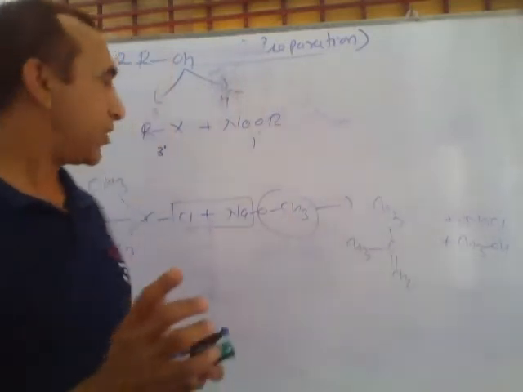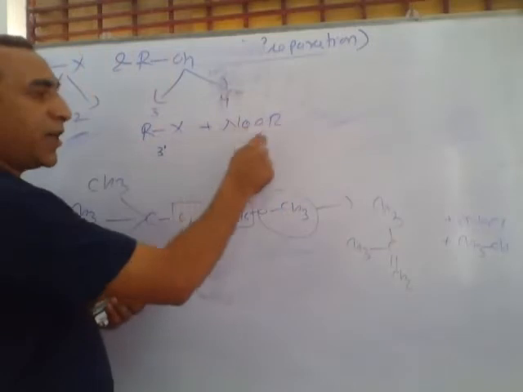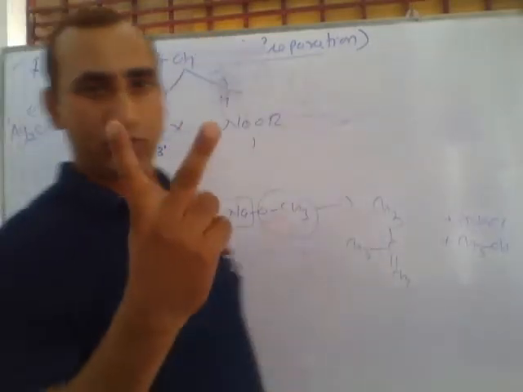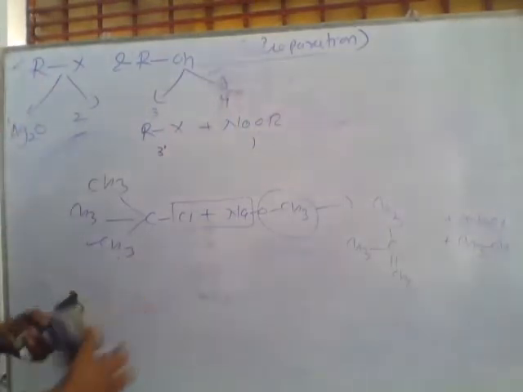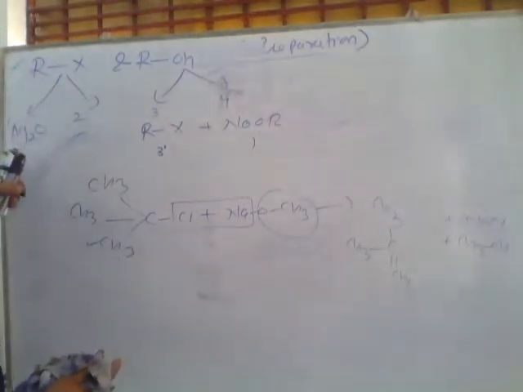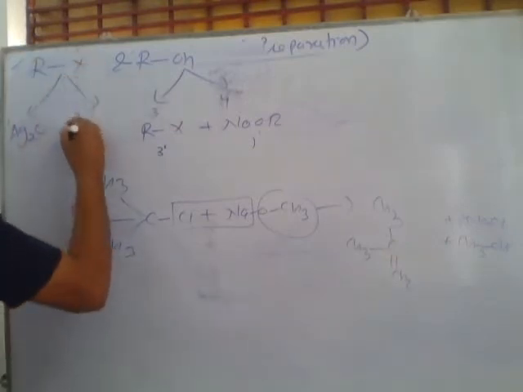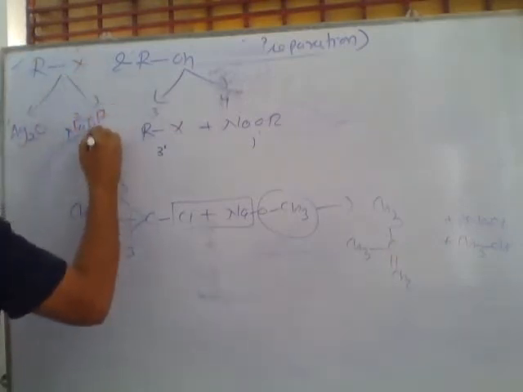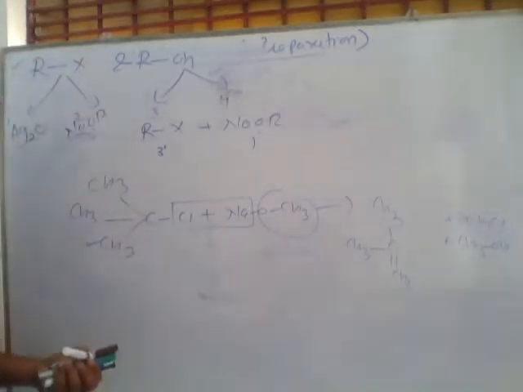In the Williamson synthesis reaction, for formation of a better product we use primary RX and tertiary NaOR. So these are two methods by which we can prepare ether. First is RX reacting with Ag2O, silver oxide, and second is RX reacting with NaOR, where NaOR should be tertiary. Now the next is from alcohol.